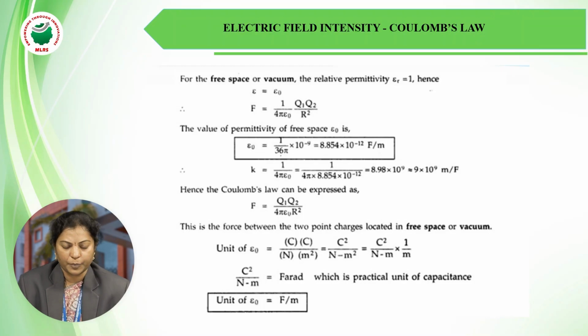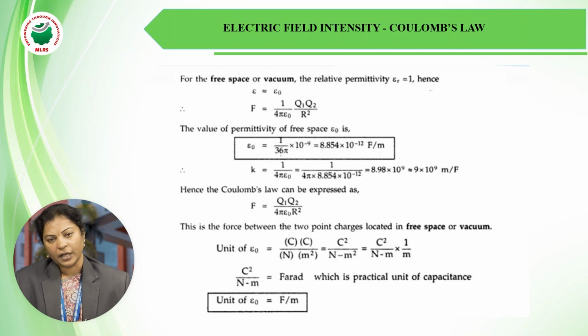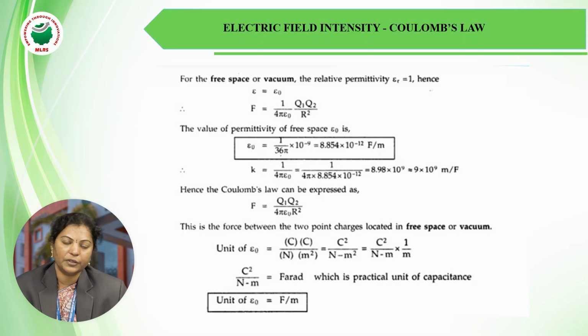The value of the permittivity of free space is epsilon naught equal to 8.854 into 10 to the power of minus 12 farad per meter, where K equals 1 by 4 pi epsilon naught. This value is 9 into 10 to the power of 9 meters per farad. Hence Coulomb's law is expressed as Q1 Q2 by 4 pi epsilon naught into R square, where the unit of epsilon naught is farad per meter. This is in scalar form.